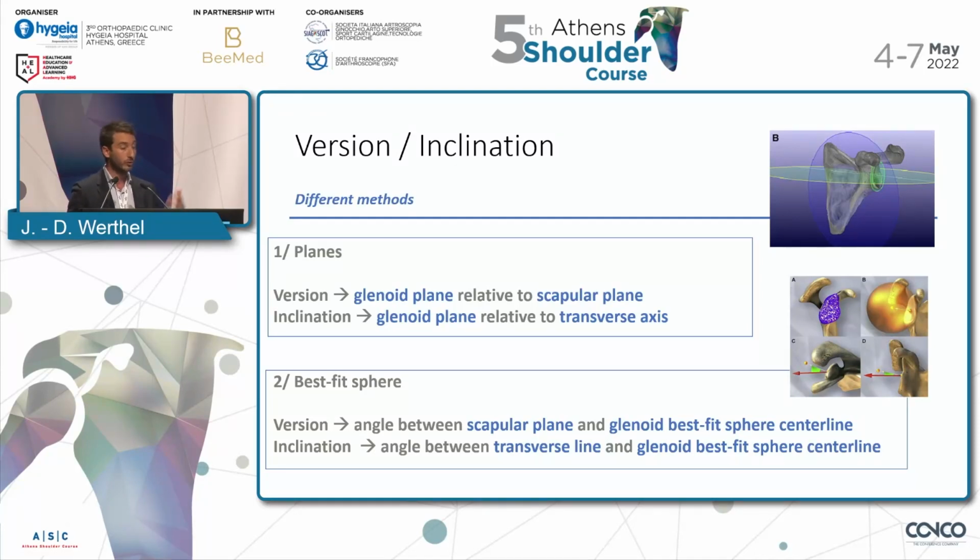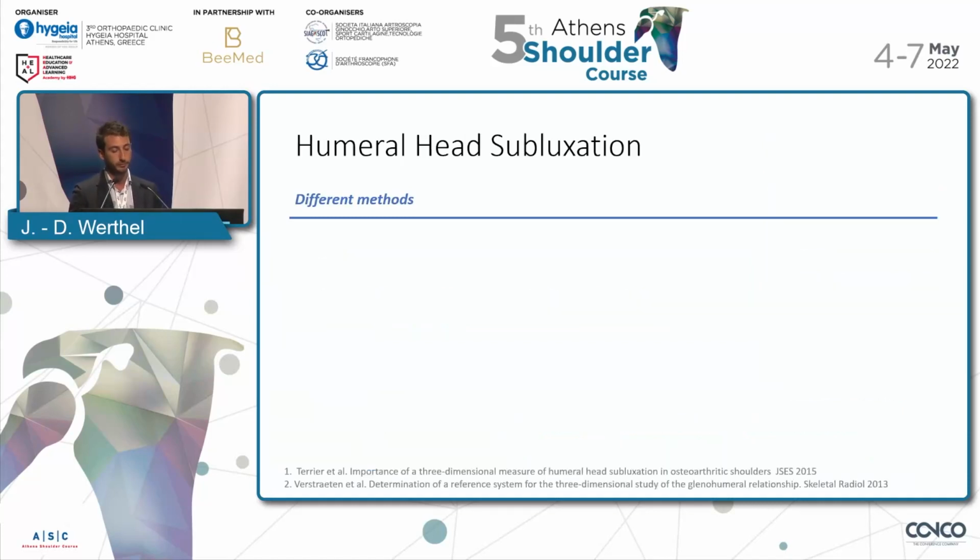And again, for a concave surface, maybe this is more appropriate. And for the version, it is the angle between the scapular plane and what we call the glenoid best fit sphere center line. So it's that red line that you can see here. It's the line between the center of that yellow sphere, which is the best fit sphere, and the glenoid center point. It's a vector. And so you have a difference between the scapular plane and the vector for version, and same thing for inclination.